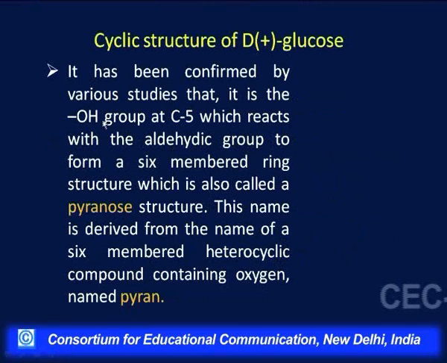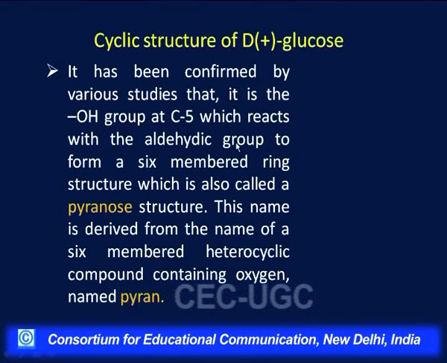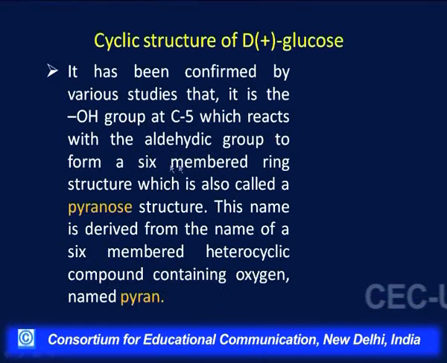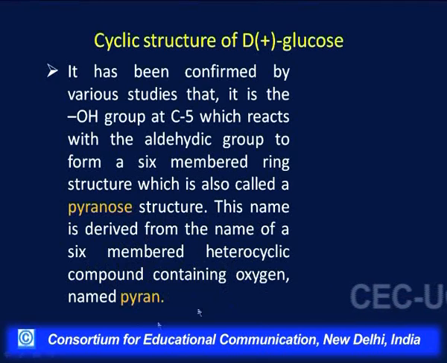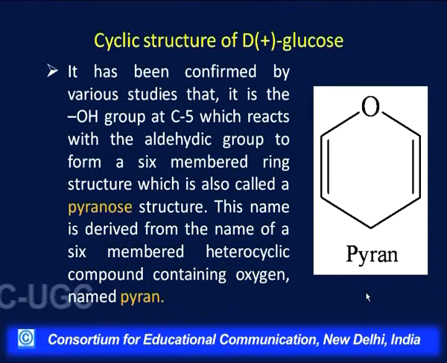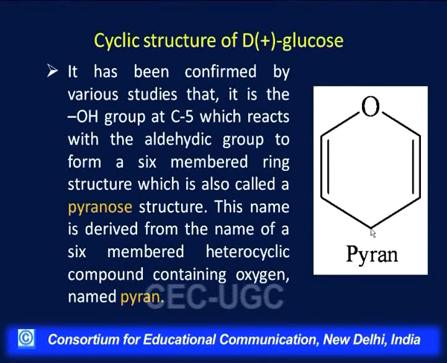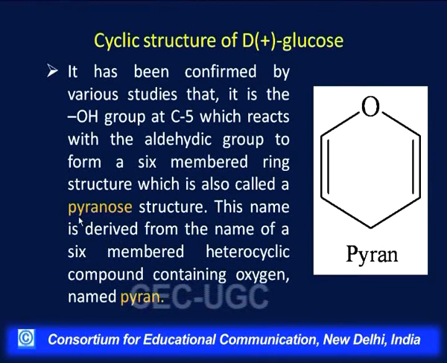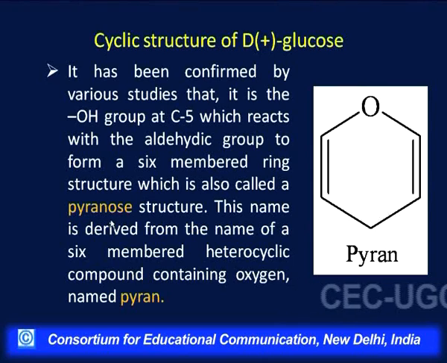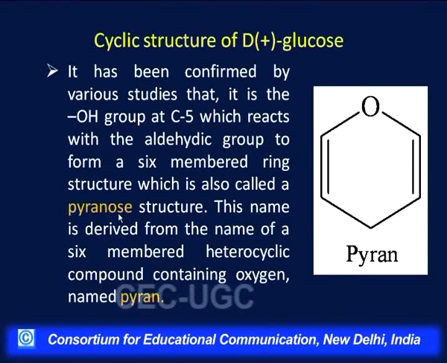Now, it has been confirmed by various studies that it is the hydroxyl group at carbon number 5 which reacts with the aldehydic group to form a 6-membered ring structure, which is also called a pyranose structure. This name is derived from the name of a 6-membered heterocyclic compound containing oxygen, named pyran. This is a 6-membered cyclic organic compound in which 5 carbons and 1 oxygen are present in the ring. This compound is called pyran. So, based on this, the name of this cyclic structure was given as pyranose, because there is 1 oxygen and 5 carbons forming the ring.